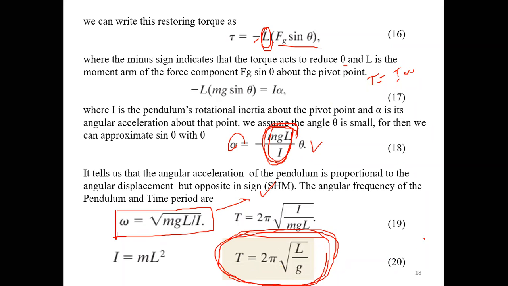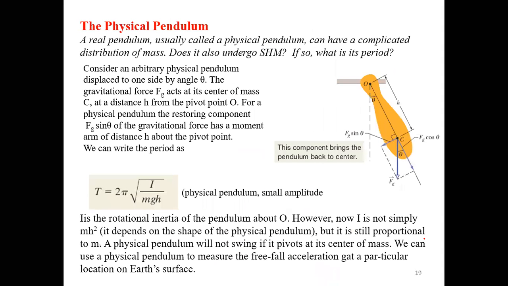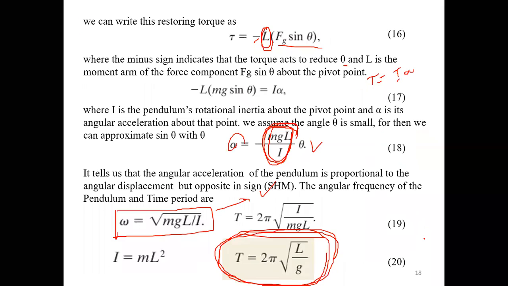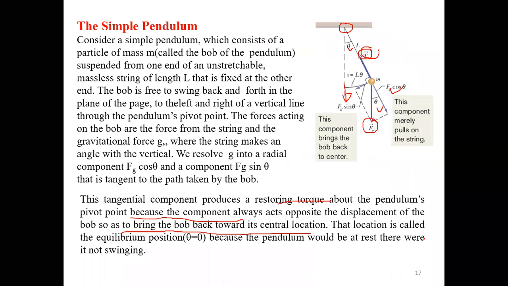So in physics labs, you perform some experiments on simple harmonic motion, and you determine the time period of the simple harmonic oscillation. Now, a simple pendulum is a simple pendulum because there is a mass m and a well-defined length L.